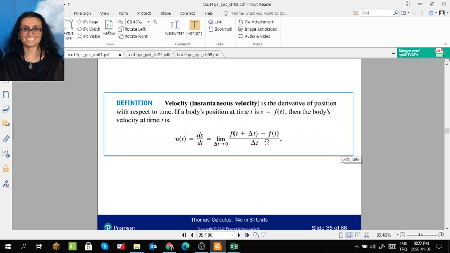It is the derivative of the position function with respect to time. The position function is s. We represent s as f of t, of course. If a body's position at time t is s, which is written in terms of f of t, then the body's velocity at time t is v of t, which is the derivative of s function, and it's the limit as delta t goes to 0, f of t plus delta t minus f of t over delta t.